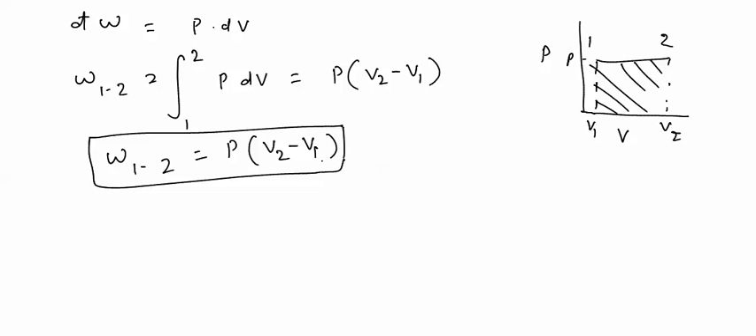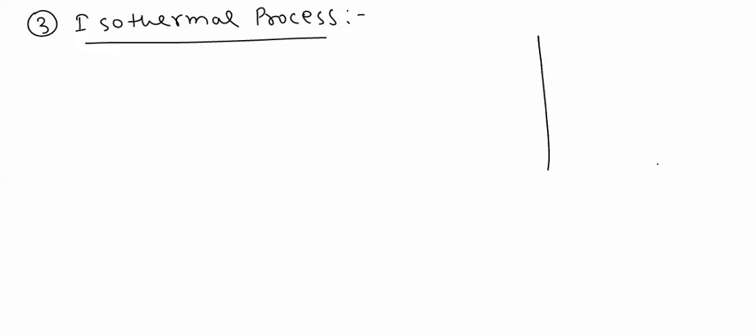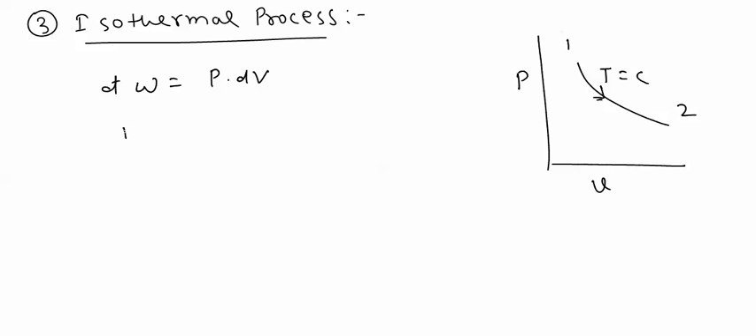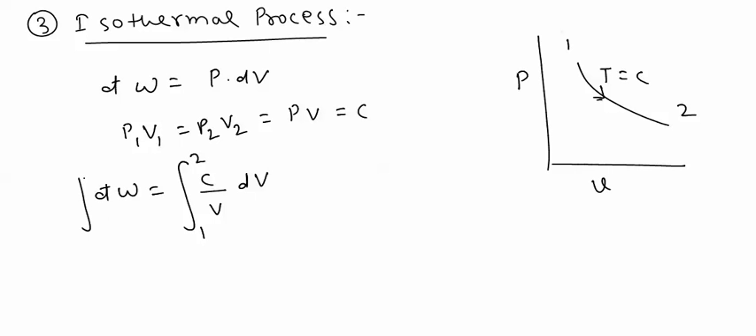And process number 3, work done for the isothermal process. For the isothermal process, temperature is constant. So in isothermal process 1 to 2, T is constant, and we will find the equation of the work done. We know that the work done is equal to P dV, but P1 V1 equals P2 V2, PV is equal to constant. If we substitute the value of the pressure, dW is equal to C by V dV. We will integrate from state one to state two to find the work done from 1 to 2.